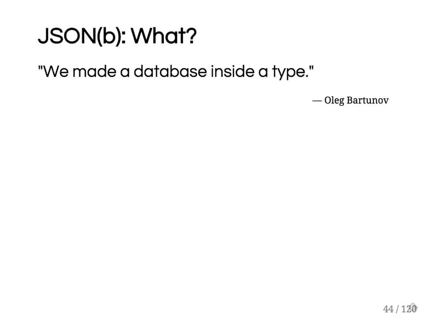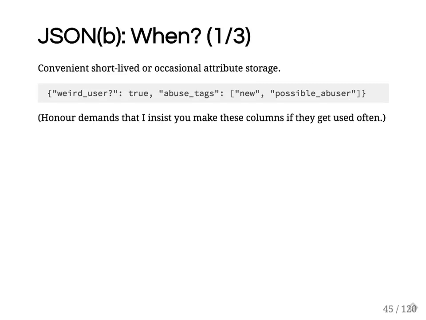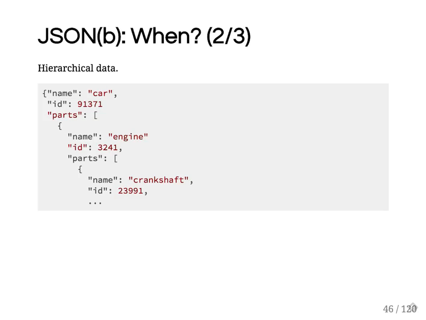Everyone's talking about JSON. Oleg Bartunov from Postgres Professional described it as saying, we made a database inside a type. I suspect this will take years to play out. I use JSON for short-lived or attribute storage. So I will often just have an attributes column on a row, and then I'll put things in there that are not going to be around long enough to warrant adding a dedicated column for them, or where I have semi-structured or more free-form data. Of course, if you keep those columns, I recommend you promote them to real columns and not just leave them as a JSON type, or people will make fun of you when your new DBA comes on the team.